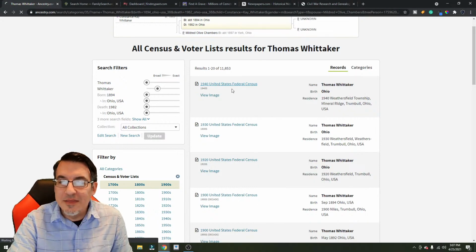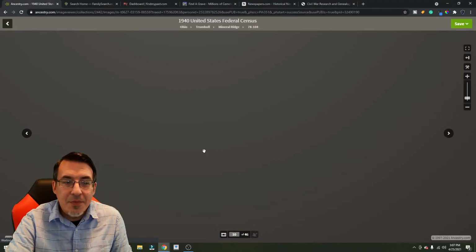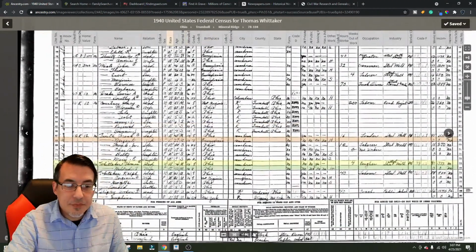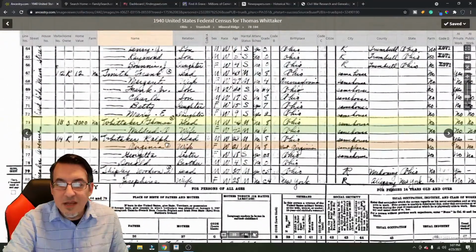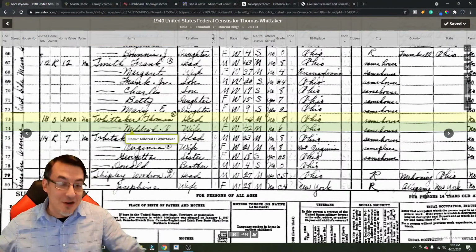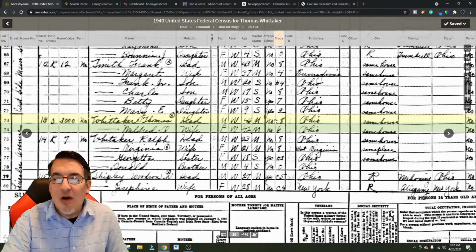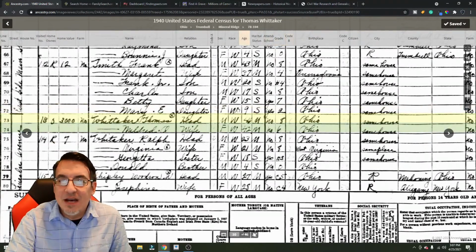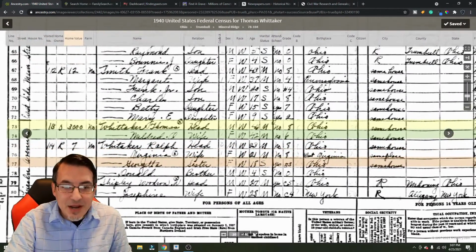So I'm going to click on the 1940 census. I know this is my great-grandfather. And I'm going to take a look at this. Right here is the 1940 census, and you've got Thomas and Mildred O. Whitaker, which I know was my great-grandparents' name. So this is their family. Now you can see all the information I can get from this 1940 census. Mineral Ridge, Trumbull County, Ohio. They live on Lincoln Avenue. You can see that right here.